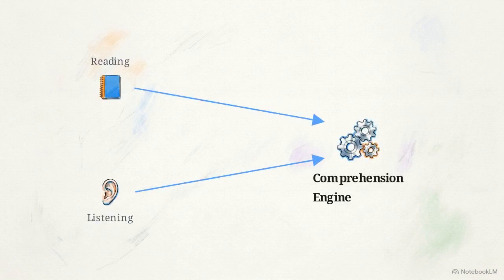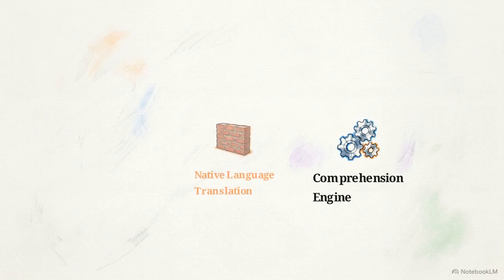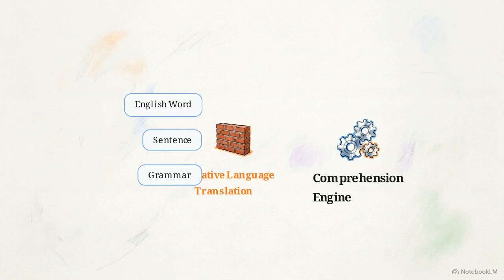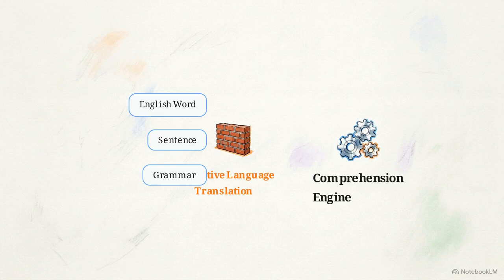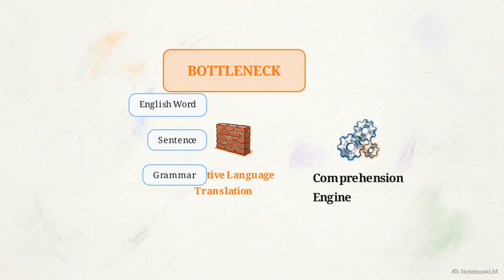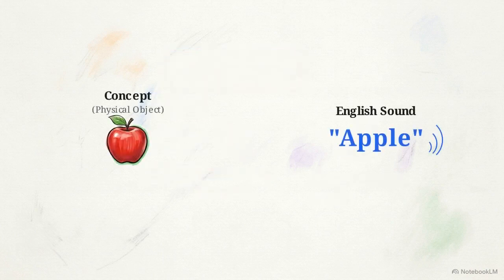A common bottleneck occurs when you try to translate English back into your native language before you process the meaning. This extra step creates a significant delay in your ability to follow a real-time conversation. To increase your speed, you must build a direct link between the concept and the English word. Instead of translating the word apple, you associate the English sound directly with the physical object.